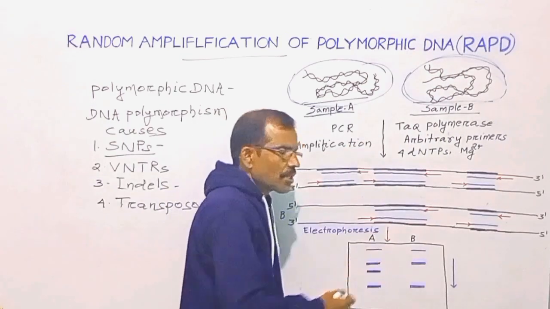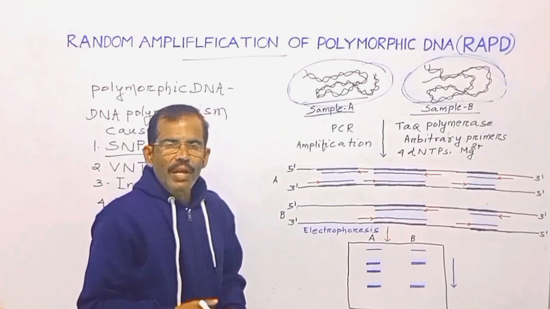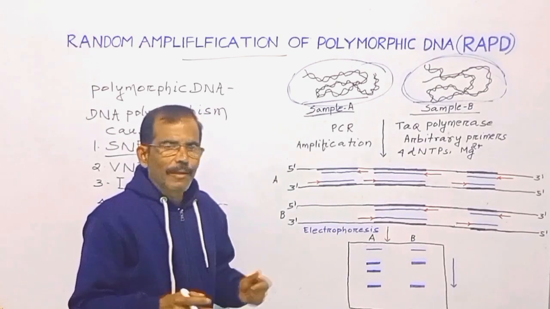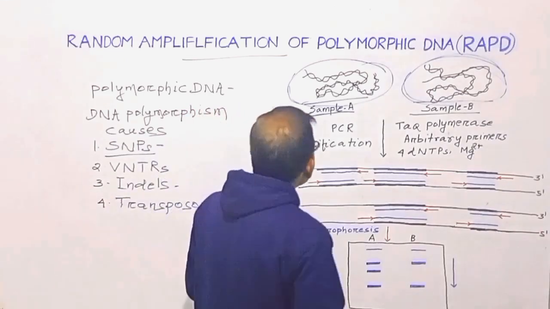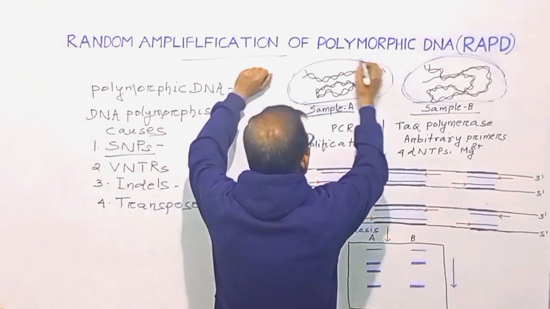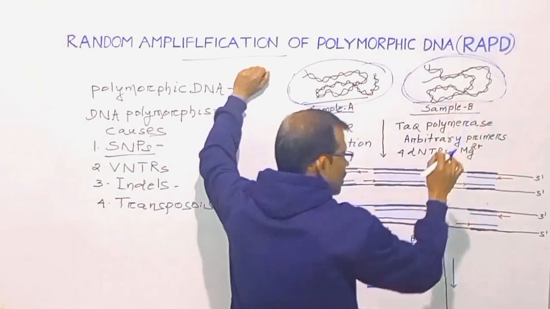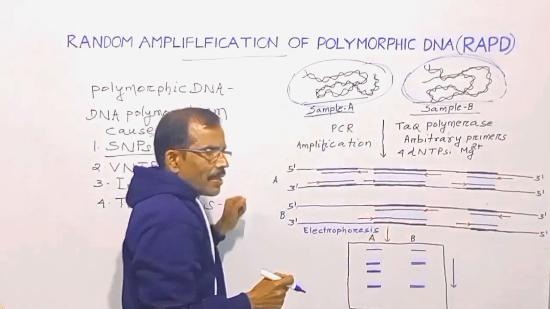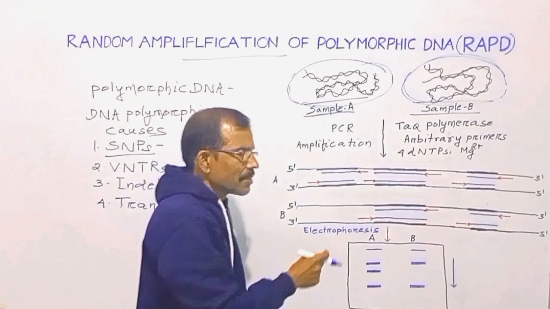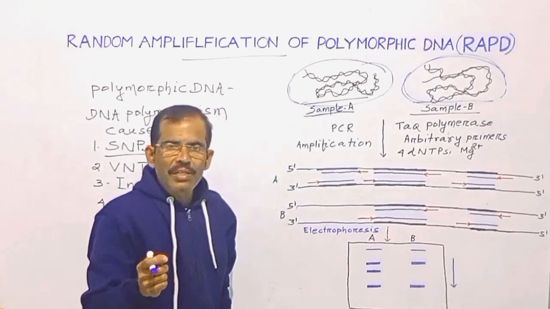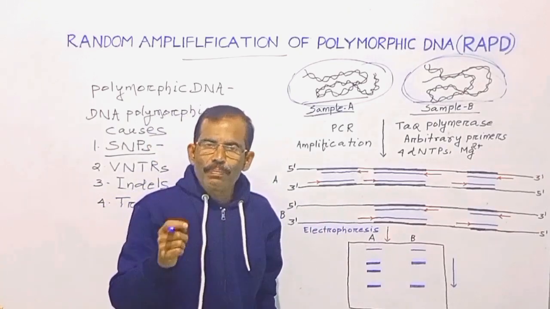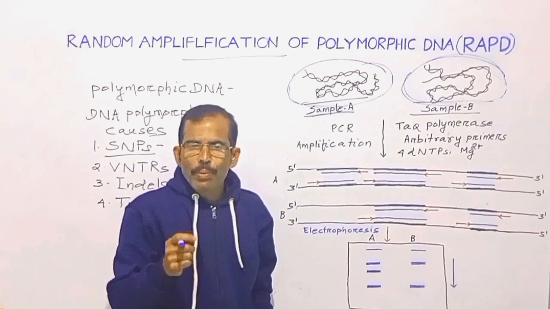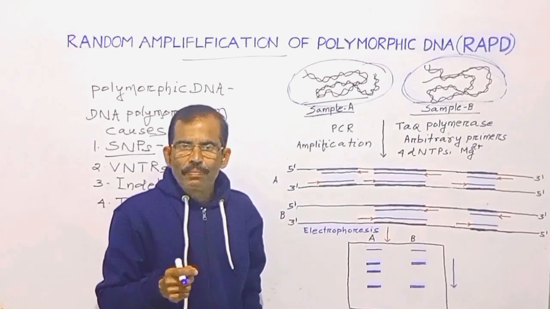This figure illustrates the principles of rapid amplification of polymorphic DNA. In this example, we have genomic DNA samples from two individuals, sample A and sample B. As already said, in this technique, random sequences of genomic DNA are amplified using a short arbitrary primer by polymerase chain reaction, PCR.